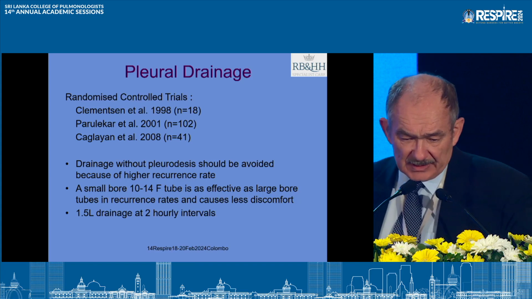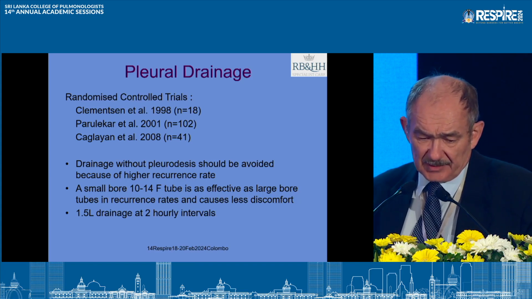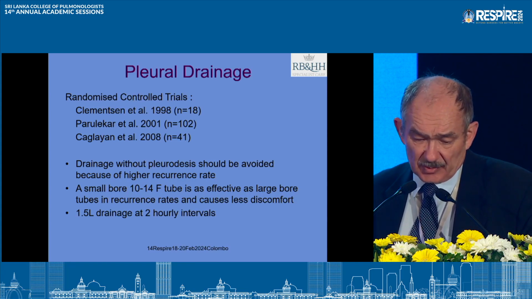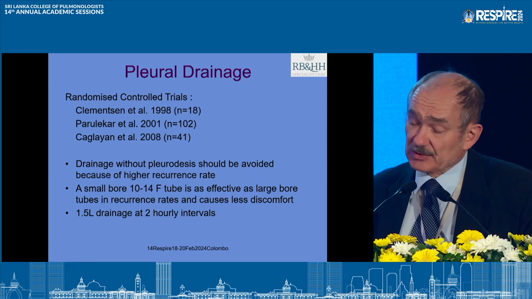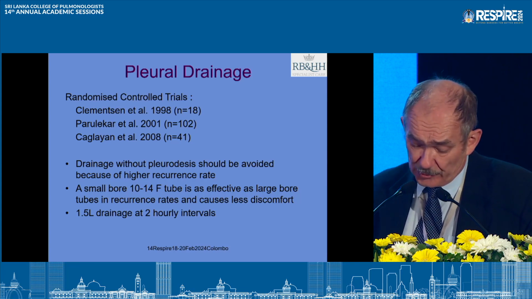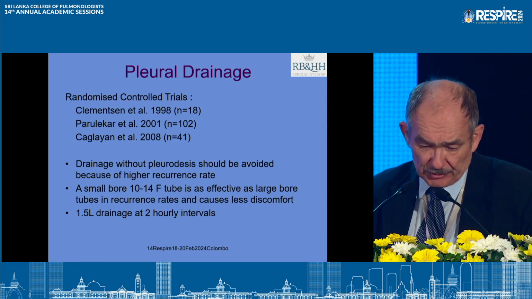Pleural drainage by itself, in several randomized controlled trials, demonstrated that drainage without pleurodesis in malignant pleural effusion should be avoided because of high recurrence rate. And interestingly enough, a small bore tube is just as effective as a big tube, a big chest drain inserted into the pleural cavity.